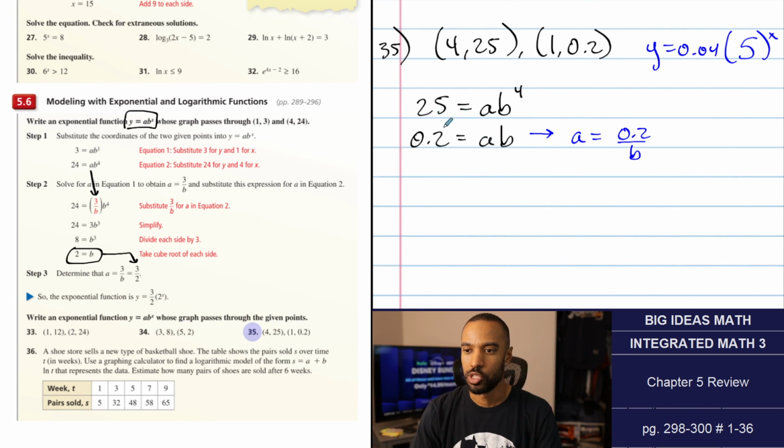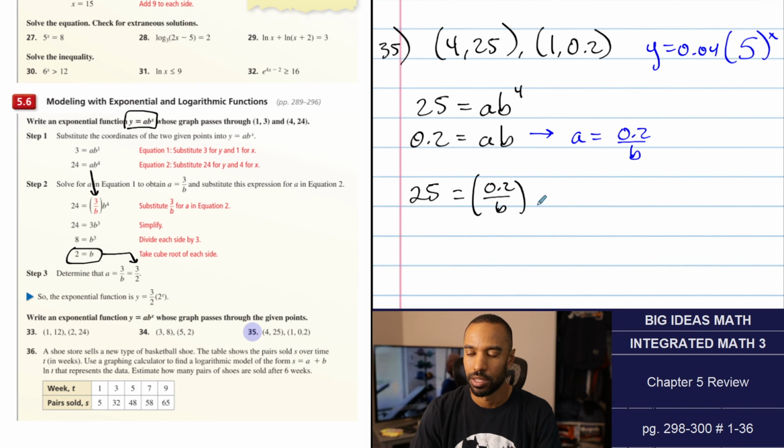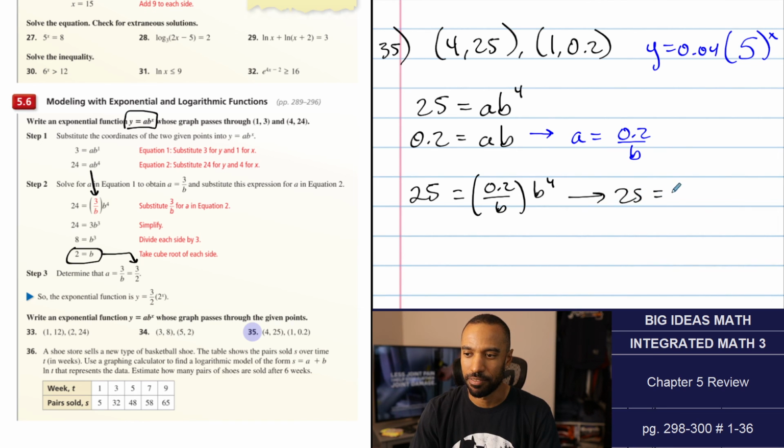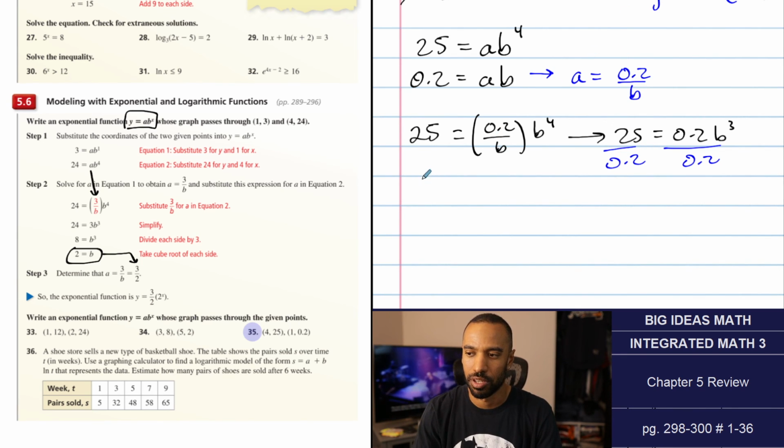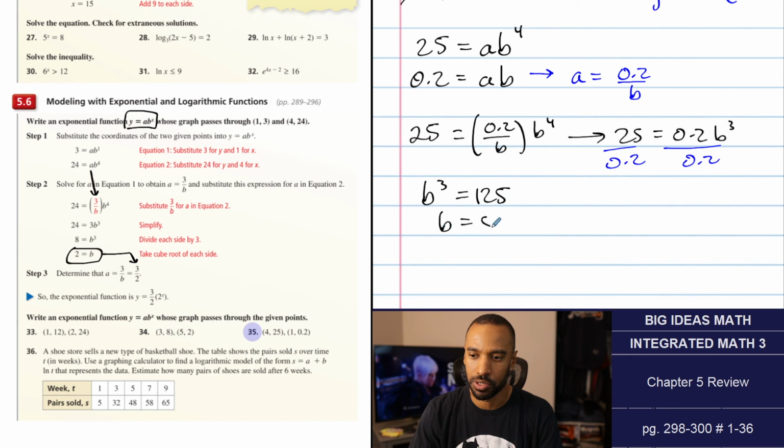Anyway, so substitute into the other equation, right? That's how you solve systems with these things. So 25 equals 0.2 over b times b to the fourth. B to the fourth divided by b is b cubed. So 25 equals 0.2 times b cubed. At this point, yeah, you could divide by 0.2. That's the same thing as times 5. So kind of your call, but I'll write divided by 0.2, and I will do times 5. That's b cubed equals 125, or b equals 5.